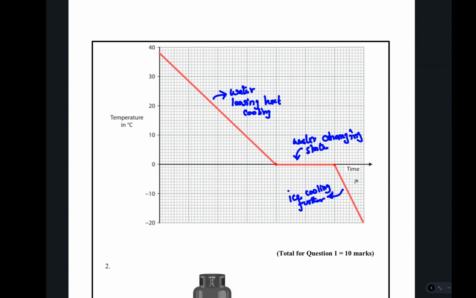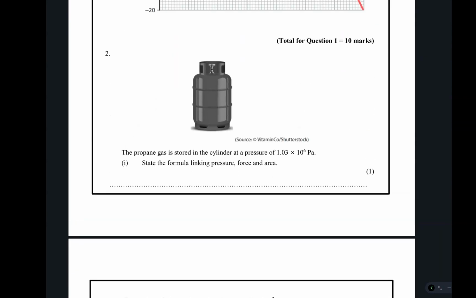Now moving further to the next part, we are going to talk about pressure, and we are told that propane gas is stored in a cylinder at a pressure of 1.03 times 10 raised to the power 6 pascals. State the formula linking pressure, force, and area. When you are given this question, it means you are writing the formula: pressure equals force over area.